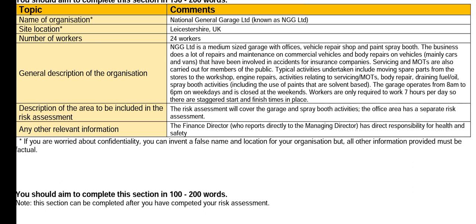Okay. So in this, you will meet the first point, the organization name, second, location, and number of workers. Then in the general description, I mentioned that we need three things: products or services, the activities, and the shift pattern.